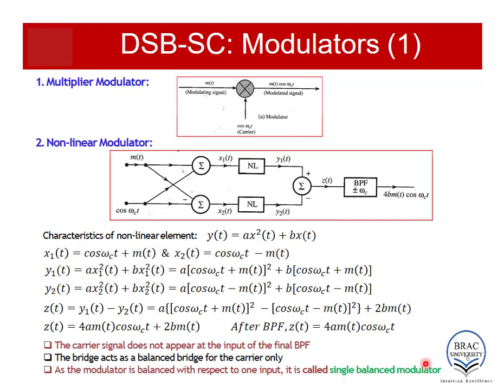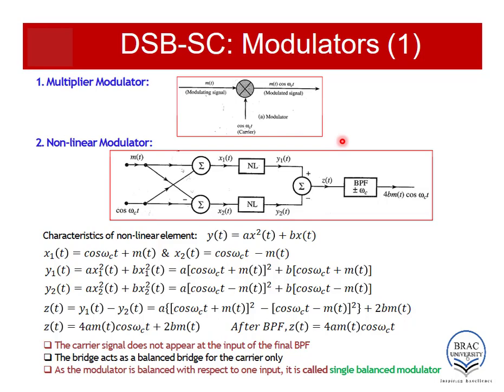Now let's talk more about our DSB-SC modulators. First one is the multiplier modulator. We have already talked about the basics of this. A multiplier block is used and the two input signals are simply the message signal and the carrier signal, and the output signal is the modulated signal. But the problem is, as I have mentioned in my previous lectures on DSB-SC, that using multiplier blocks is very expensive and complex to implement. So we will be using alternative modulators.